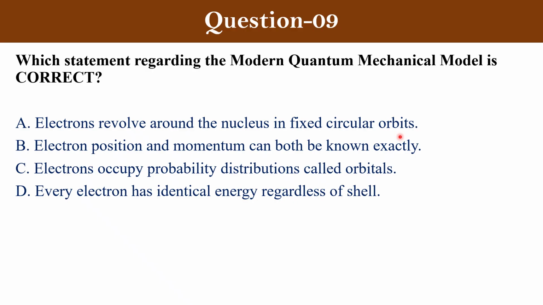The correct answer is option C. Electrons occupy probability distributions called orbitals. The modern quantum model states electrons are described by wave functions. Their most probable locations are called orbitals. Electrons are not confined to a fixed circular path.